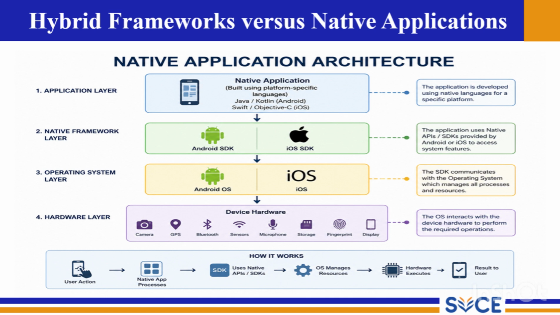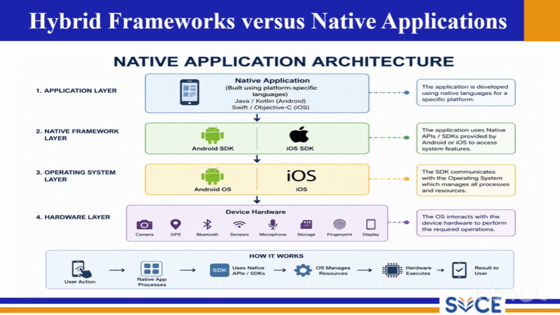This is the topmost layer where the mobile application is developed. Native applications are created using platform specific programming languages. For Android devices, developers use Java or Kotlin. For iOS devices such as iPhones and iPads, developers use Swift or Objective C.